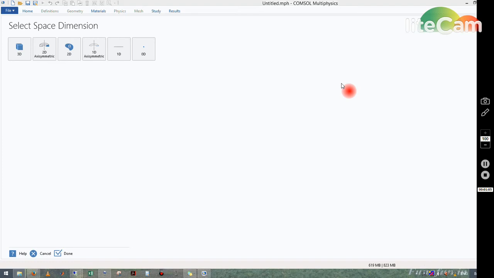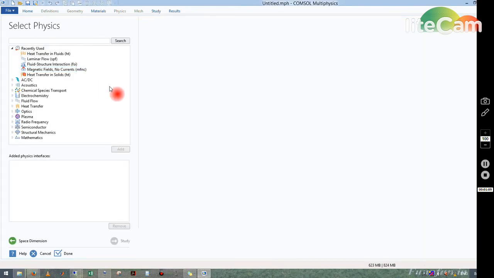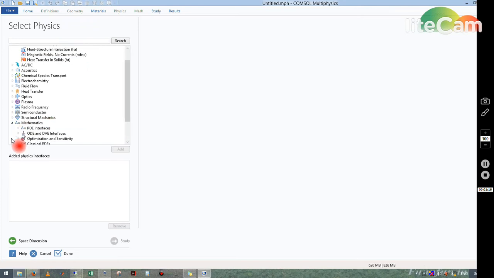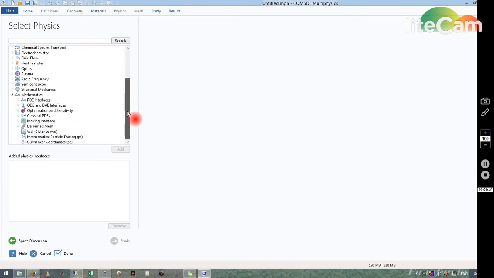So to do so, I take a 2D problem and then I look for the mathematics module. Here it is, and then click here and expand it. Then you can see there are several options. The first one is the PDE interface, where there are many options like coefficient form PDE, general form PDE, wave form PDE, and weak form PDE.